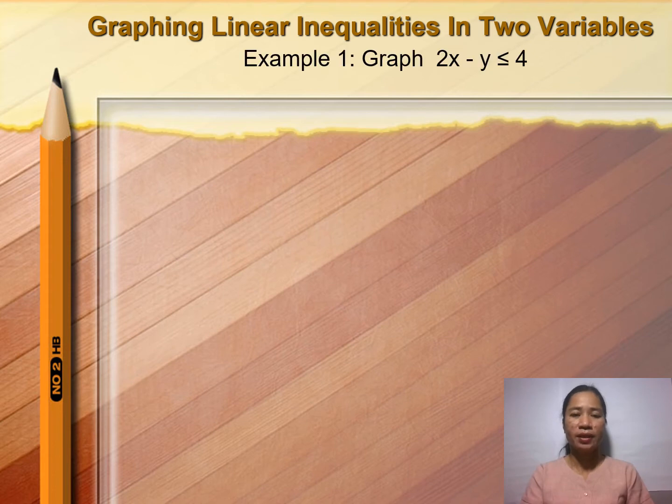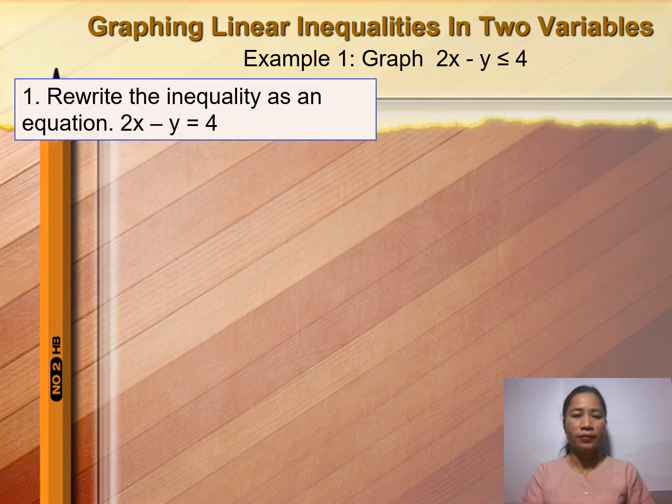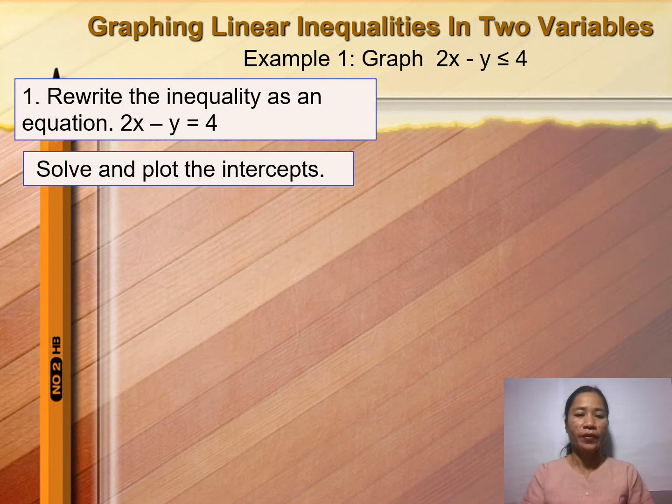Okay, let's have an example. Graph 2x minus y is less than or equal to 4. First, rewrite the inequality as an equation. We have 2x minus y is equal to 4. Solve and plot the intercepts.